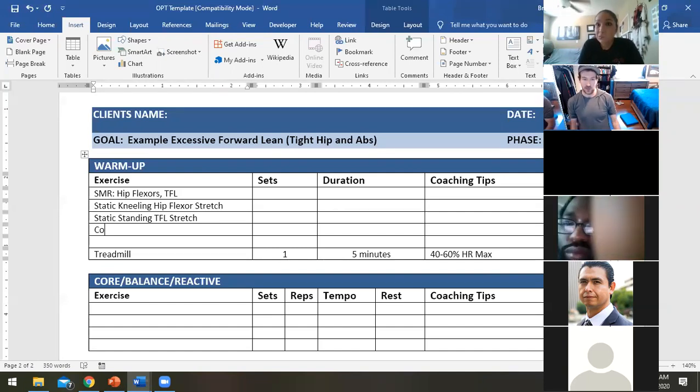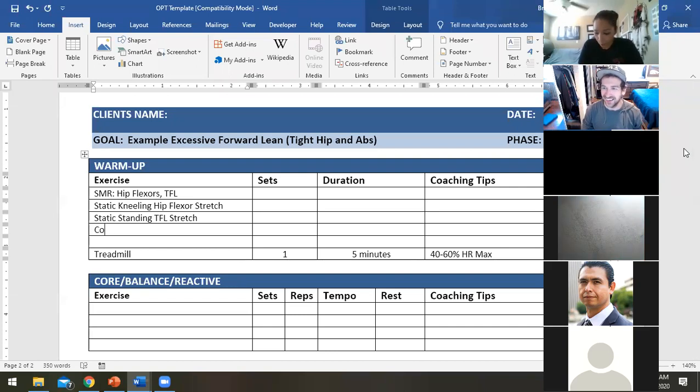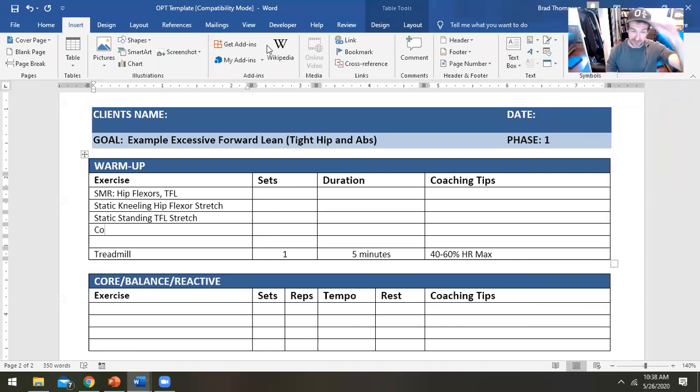I really like Sphinx pose. Sphinx pose is not in your books though, so we're writing Cobra today. All right, so static Cobra stretch. Now we've got to also get those obliques.